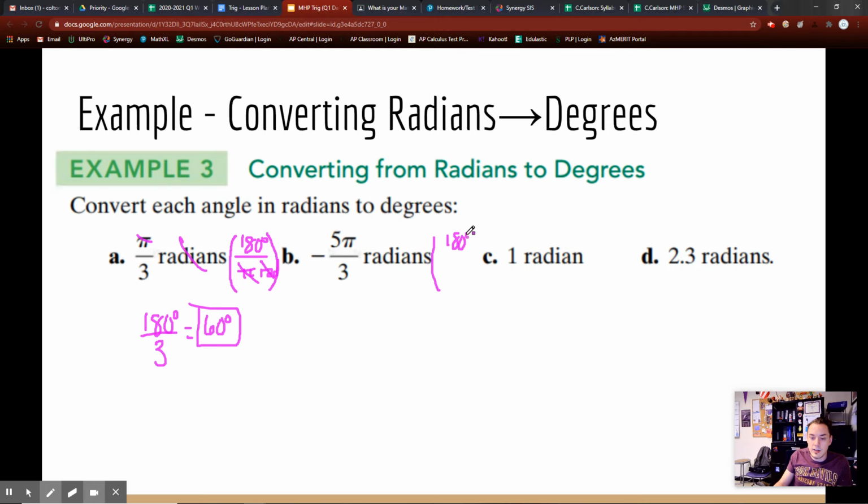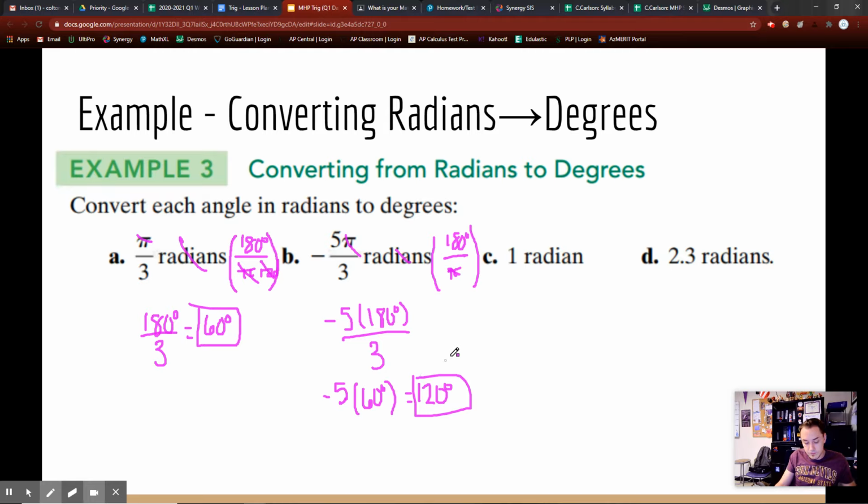So this is 180 degrees all over pi. I'm not going to do the radians here. I'm just going to basically expect you to know that the radians do go poofy. The pi's go poofy and everything. So I'm left with negative 5 times 180 degrees all over 3. Well, this equals negative 5 times 60 degrees, because 180 degrees divided by 3 is 60. And then this becomes 120 degrees.